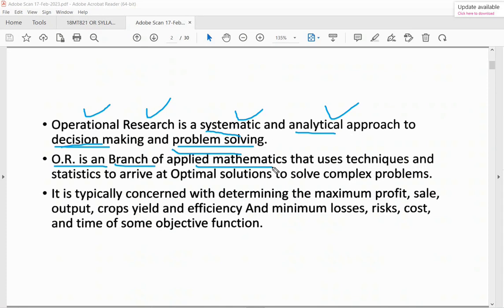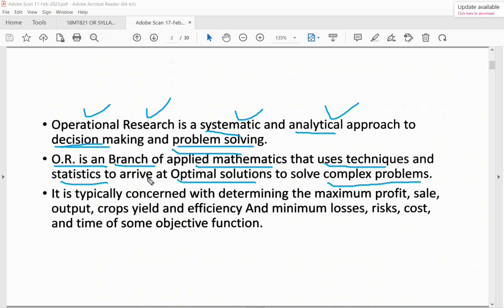For that reason, it is also a branch of mathematics which uses many techniques, algorithms, and statistics to arrive at the proper optimal solutions for complex problems. This is also a definition of OR.